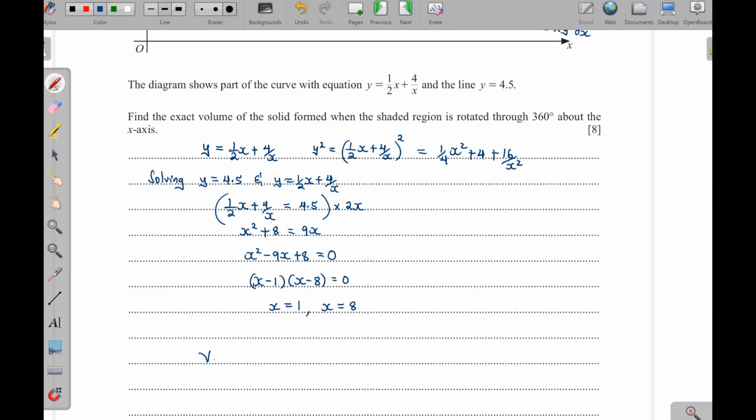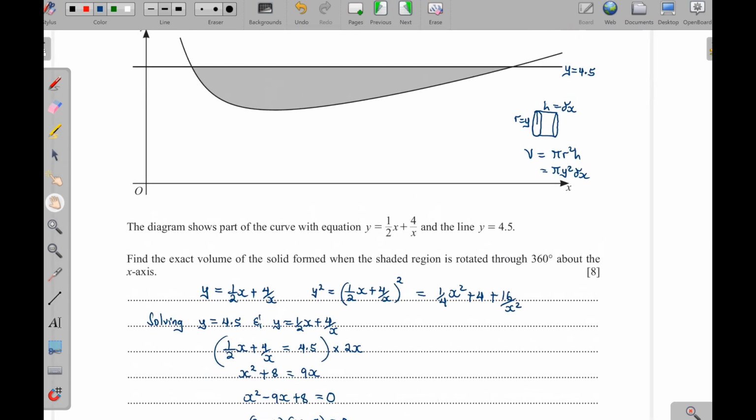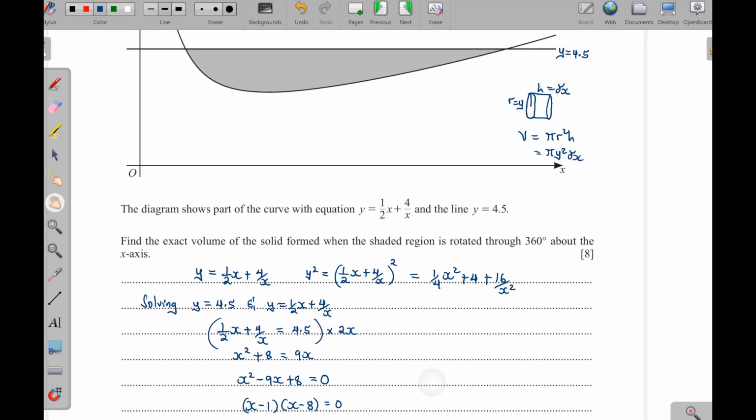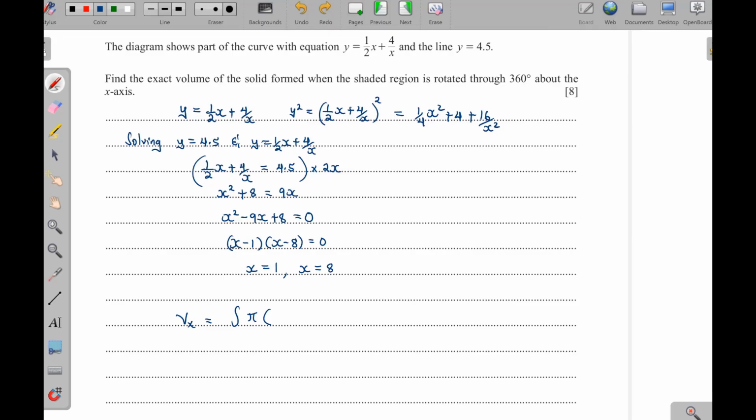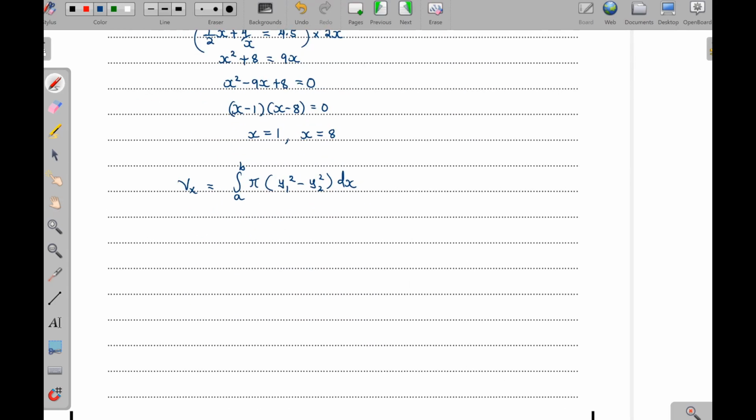Now, our Vx will be equal to the integral of x. Since this region is in between the line and the curve, we shall get this one here, square it, then minus this one down, squared. So we shall have y1 squared minus y2 squared, with respect to x from a to b. Now, what is my a?